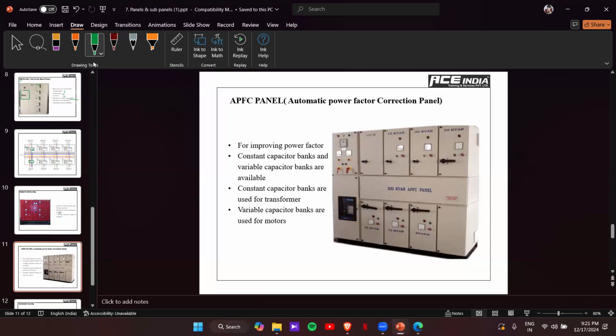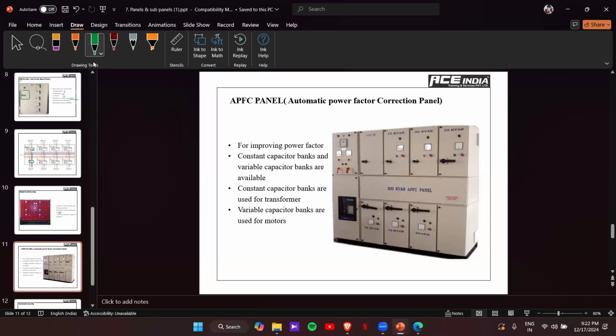When you talk about capacitors, we have two types: constant capacitor banks and variable capacitor banks. We use a constant capacitor bank if a system is working 24/7. For a variable capacitor bank, for example, water pumps or a jet fan, these are not working all the time. The load will vary depending upon the usage, so for those connections, we can use a variable capacitor bank.